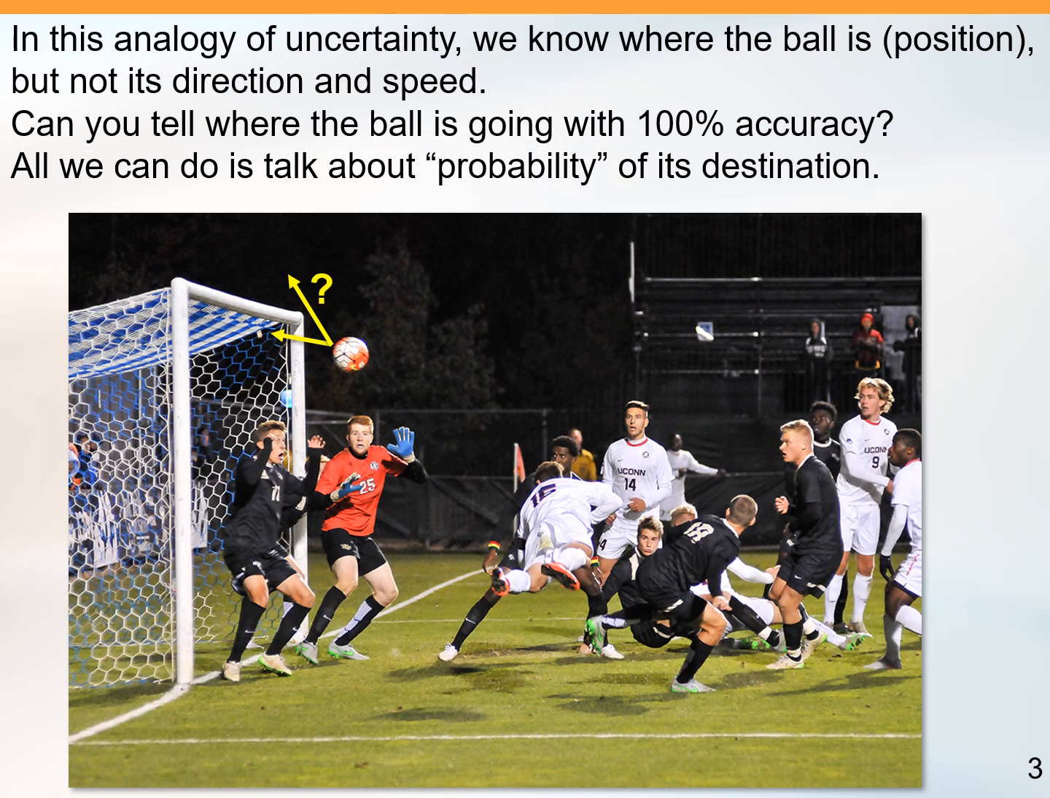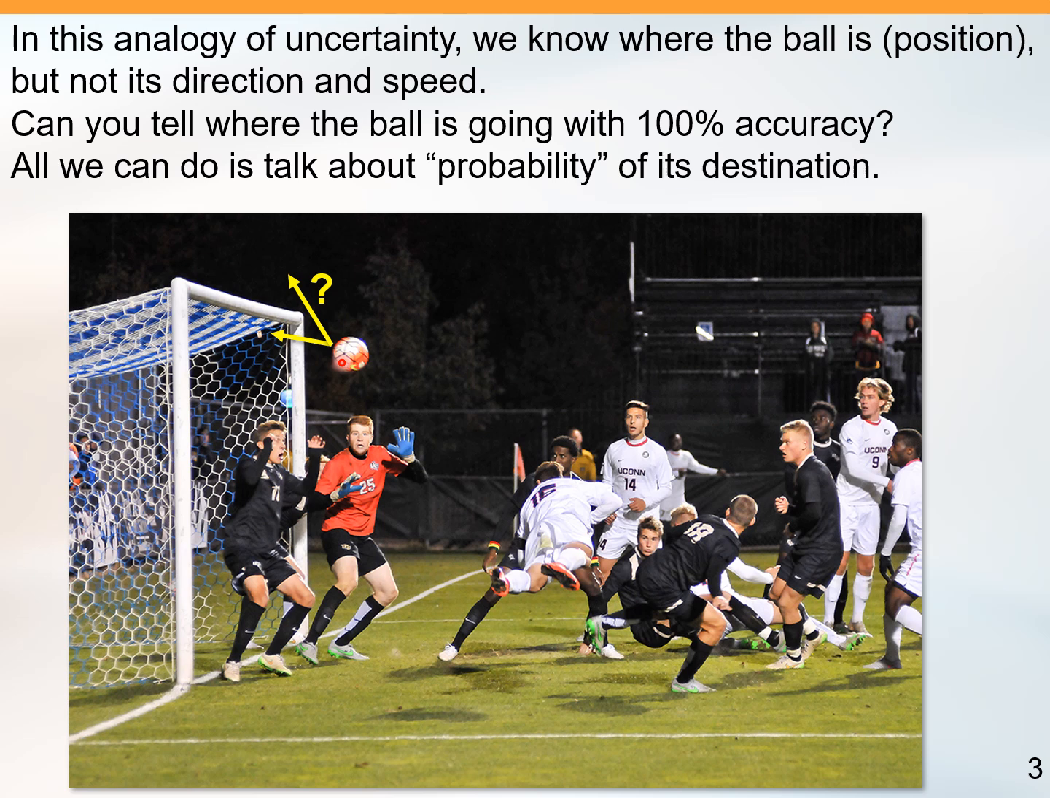In the soccer game analogy, the object of interest is the ball and its future. To predict its future path, we must know both its position and velocity. However, from the still image, we can only get information about the position of the ball. The direction and speed of the ball is uncertain. Consequently, we cannot determine the ball's path, whether it's going to be a goal or not, with 100% precision.